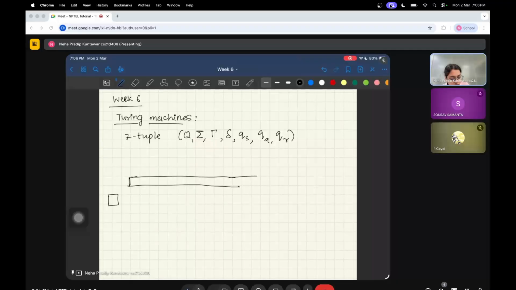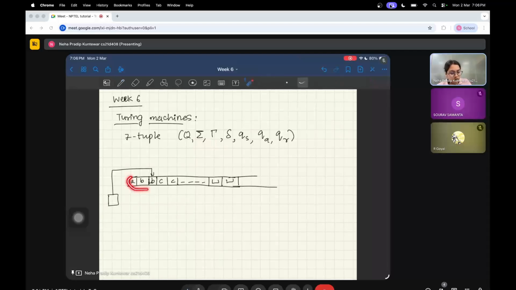So this is the head position, which tells you at any point of time what is the cell at which you are looking. There is some content written on the tape, maybe A, B, B, C, something like this. And then there are some blank symbols.